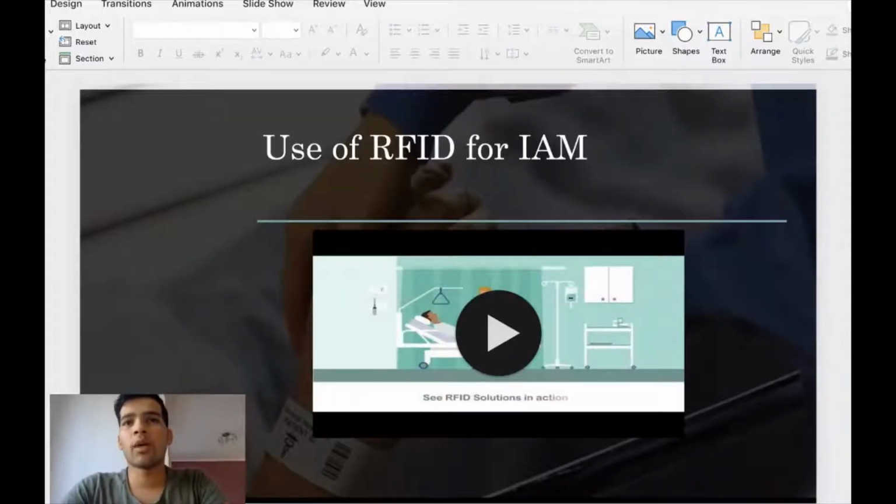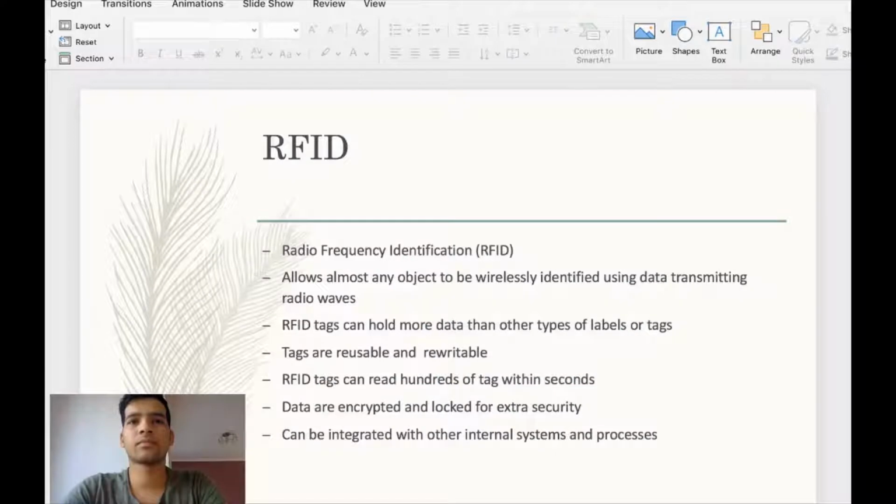Okay, so radio frequency identification is one of the technologies that can be used for identity and access management. For a good start and better understanding, I have included one video in the slide. In this video, you can see how RFID applications can improve progress in hospitals. Okay, all right, let's go for the introduction of RFID.